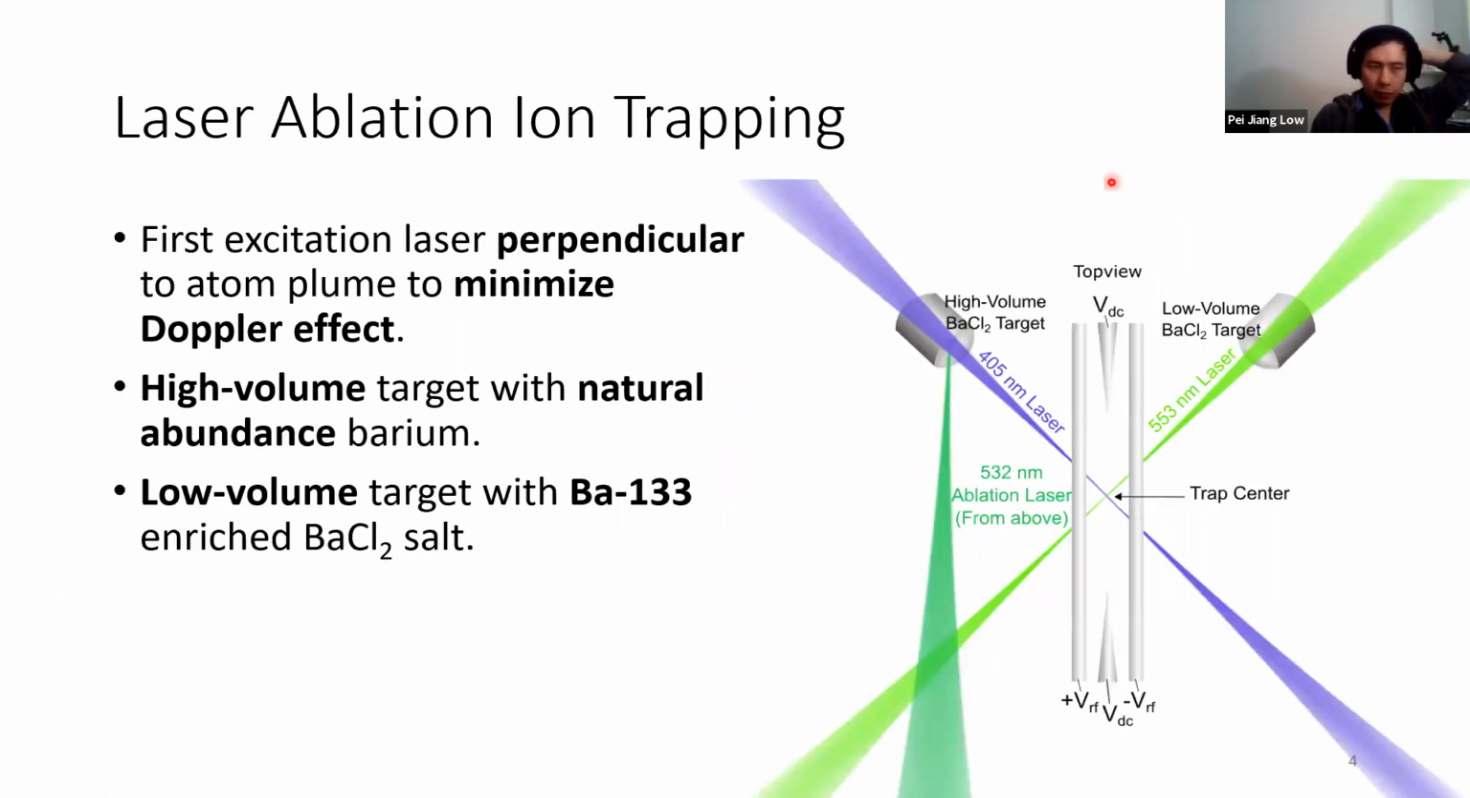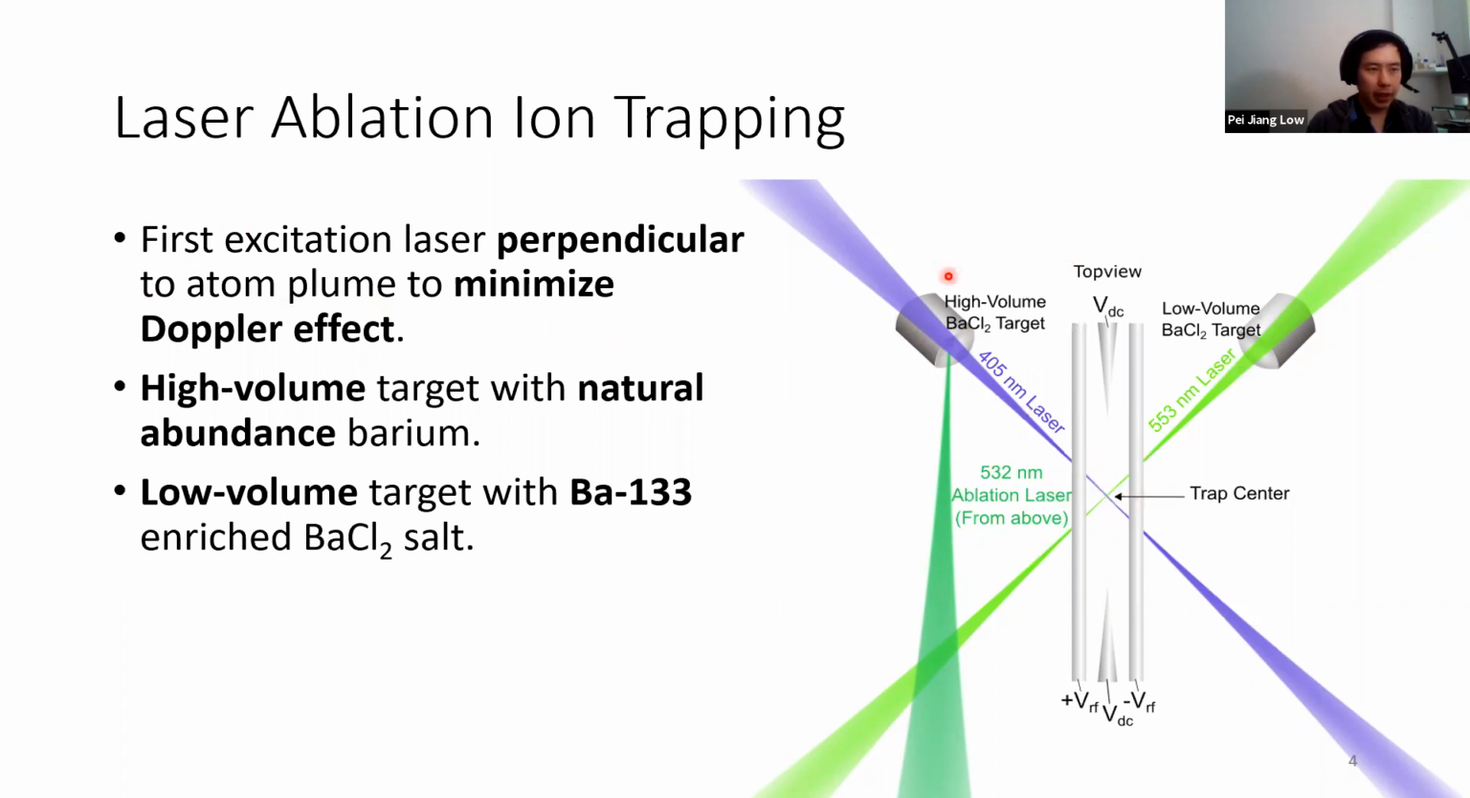What we have here is a top view of the diagram that you saw earlier, so you have a clearer picture of how the lasers and the components are configured. What's important to know is that the first excitation laser is perpendicular to the atom plume. We have our target over here, and this is the first excitation laser. This is important to minimize the Doppler effect from the flying atoms.